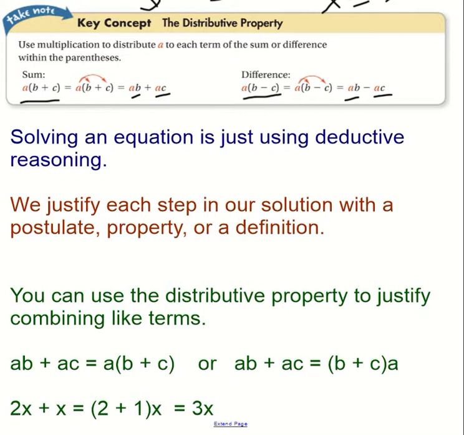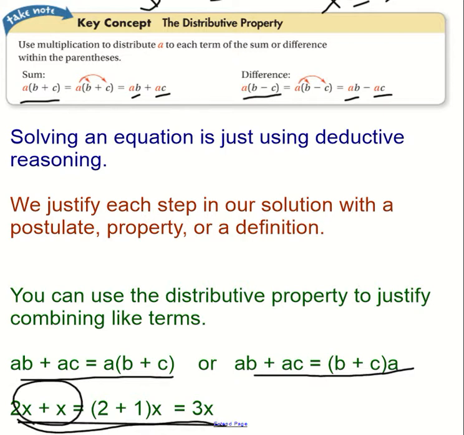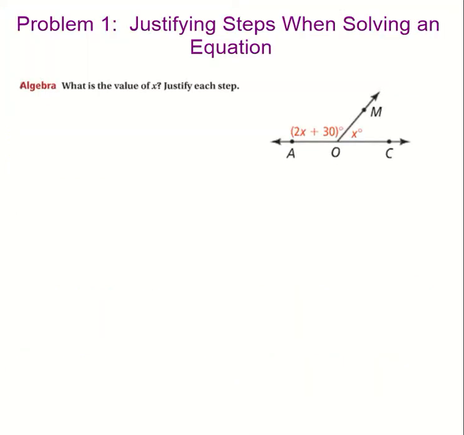And so, for example, here that helps us justify combining these like terms. Once again, it does it there as well. And down below, you can see it with some numerical examples. It helps us simplify 2x plus x into 3x. All right. So here we have a situation.